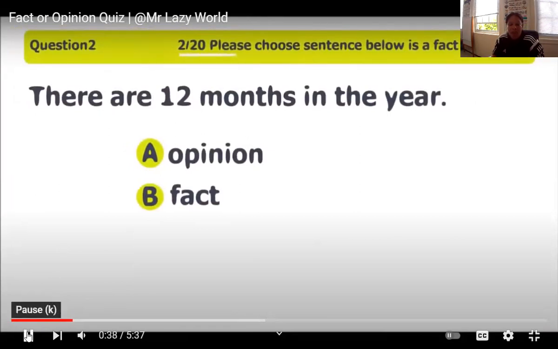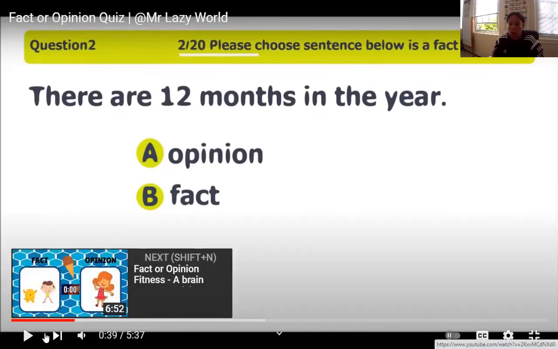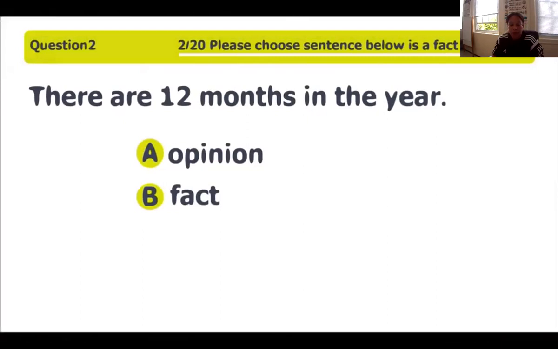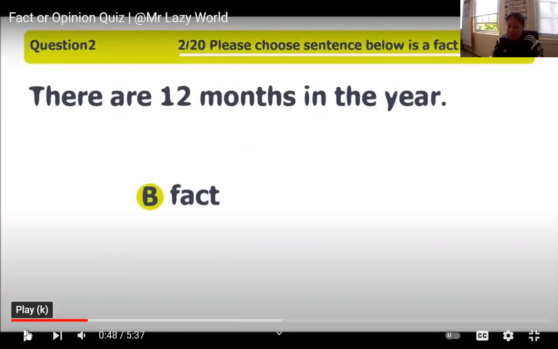There are 12 months in the year, okay? Is this an opinion or a fact? So look back at your definitions. Is this something that you can always prove? It's always true? Or is it what someone thinks, feels, or believes? There are 12 months in the year. This is a fact. It doesn't change. January all the way to December, 12 months, it stays the same. It's always true.